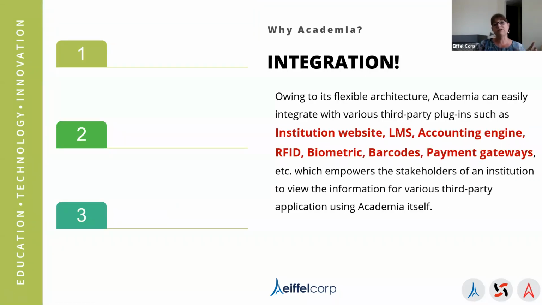The academia, because of its flexible architecture, can easily integrate. And if you look at the list of third-party plugins or APIs available that we will touch on briefly, there is ample proof that we have done a lot of integration. And that is typically to your institution's website. Very important this time is to learner management systems, to your accounting engines or accounting software, to your payment gateways, to access control systems, to your library management system, any other systems that is needed in your business processes that needs to talk to your student information system.